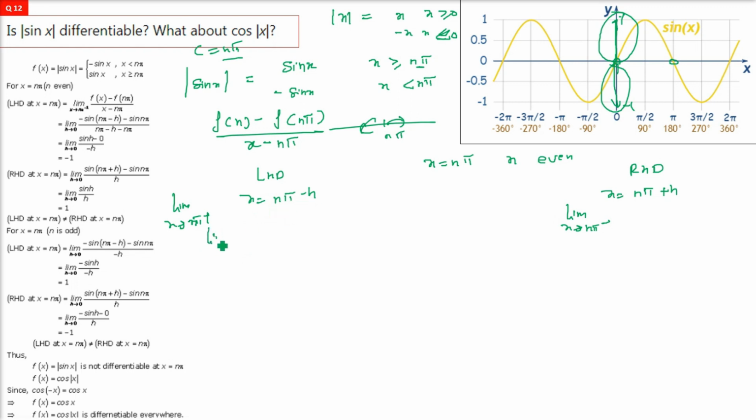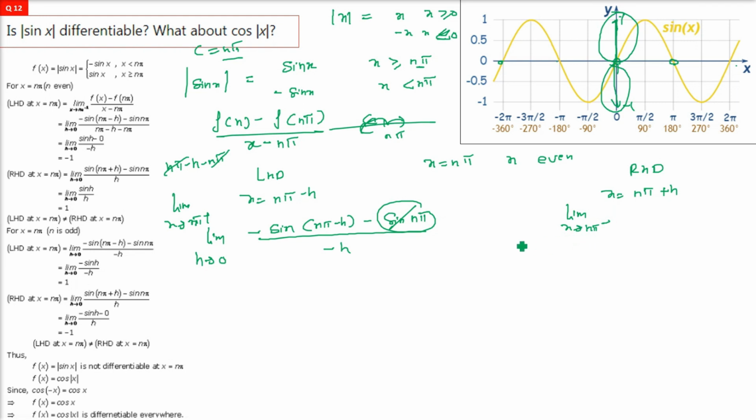So for n pi minus, limit h tends to 0. f(x) is what? Now at n pi minus h, when you are on the left, x is less than n pi, so you have to use minus sine x here. Minus sine of n pi minus h, minus minus sine n pi, divided by x minus n pi, which is n pi minus h minus n pi. N pi minus h minus n pi, the n pi gets cancelled. You have a negative h here. Now sin n pi, we started our discussion with that. Every sin n pi is 0. So you can just write it as 0.